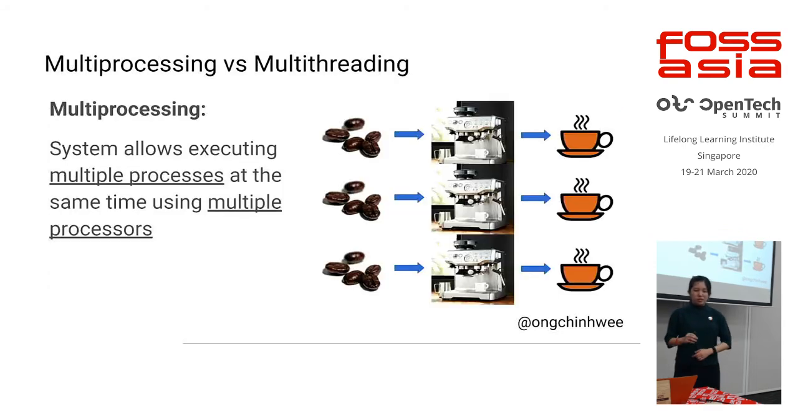And then there are two types of parallelism that we can actually use. One is multi-processing and one is multi-threading. Multi-processing is where you are doing parallelism across multiple processors. So it's sort of like I'm running my processors using multiple toasters in my cafe.